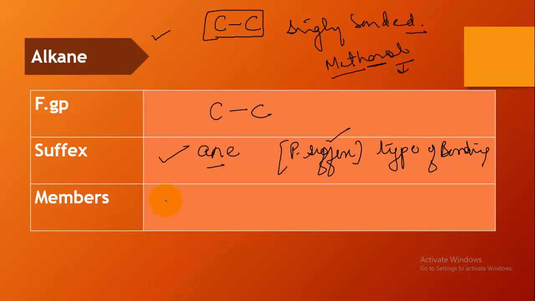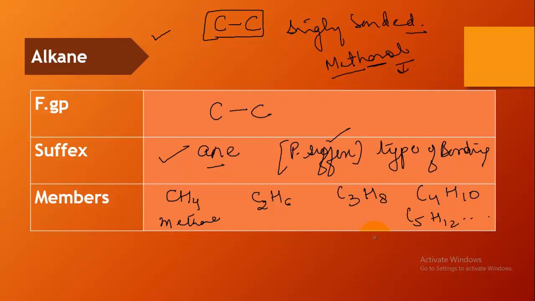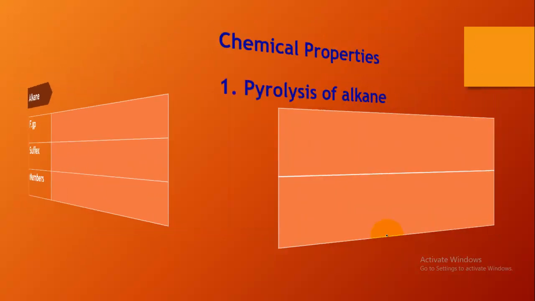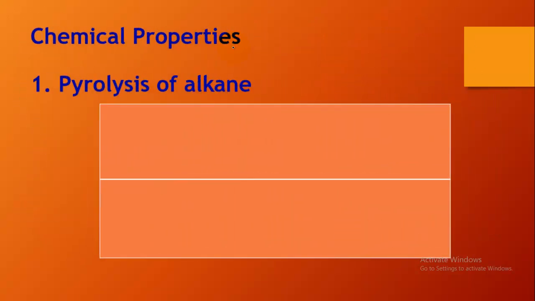And if we talk about members, we know how to make those members. The first member we know is methane, right? We did that, how we actually form it. The second member is ethane. Third member is propane. Fourth member is butane. Fifth member is pentane, and so on. You know how to make these members. Now let's study about the chemical properties of alkanes.